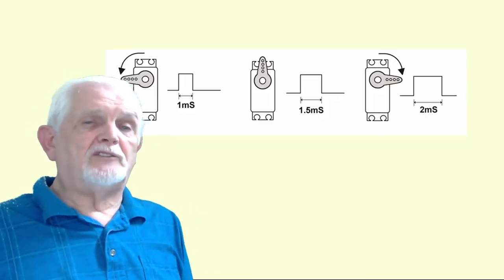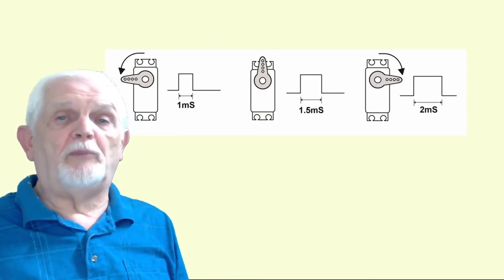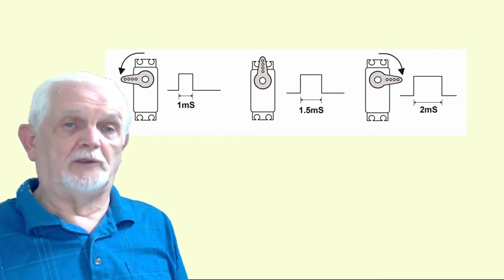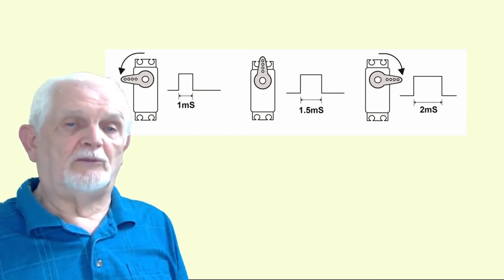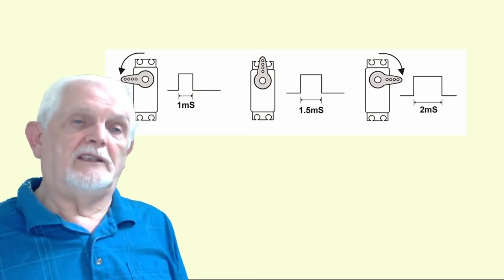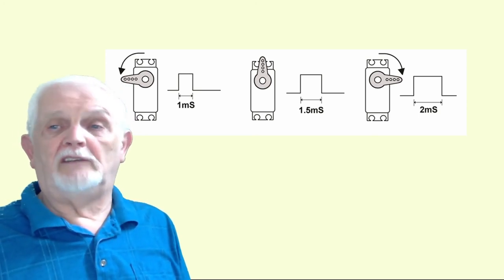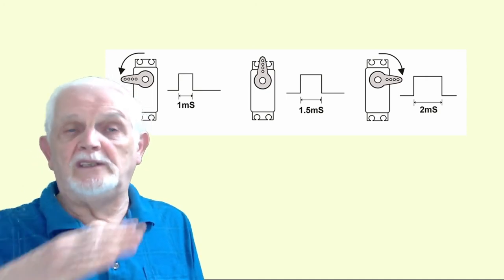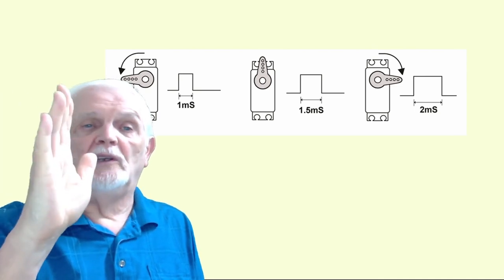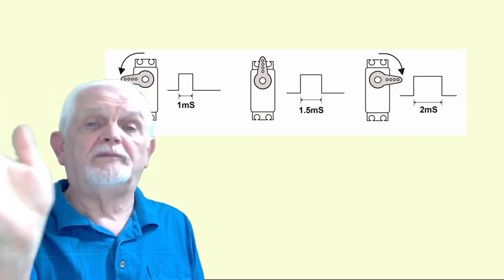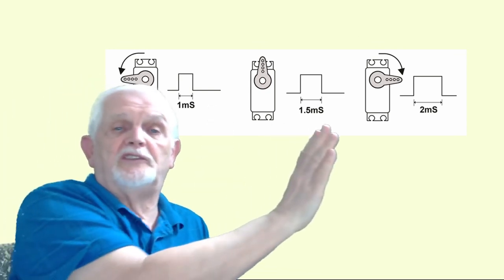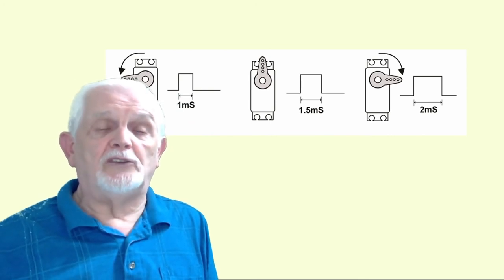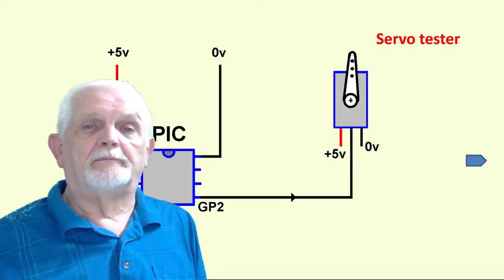A servo works on a timing basis. It depends on the pulses that come out of the controller into the servo. If it's a 1 millisecond pulse, it's fully, in that case, as you see there, anti-clockwise. If it's a 2 millisecond pulse, then you're looking at fully clockwise, and anything in between will be different. If you put in 1.2 milliseconds, you'll get something in between those. If you put in 1.7, something in between those. So all we need to do is have our PIC handle that.